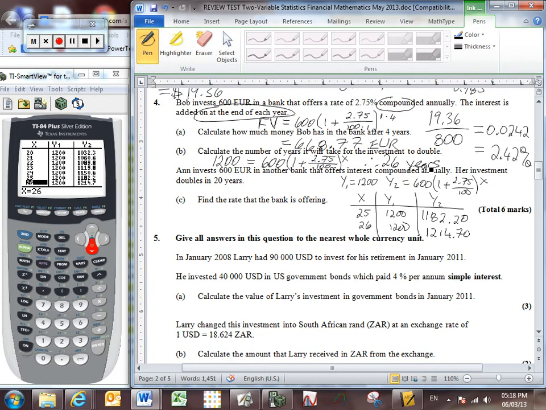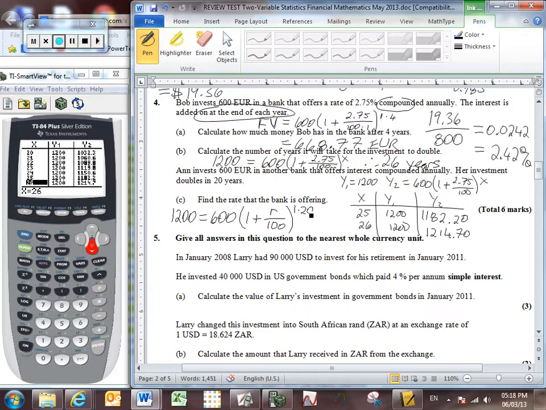Anne invests 600 euros in another bank that offers interest compounded annually. Her investment doubles in 20 years. So her investment has doubled to 1,200, and she invested 600. We don't know what the interest rate is, and it's 100 times 1 because it's again compounding annually to the power of 1 times, and it took 20 years to do this.